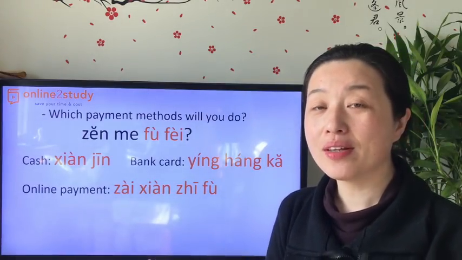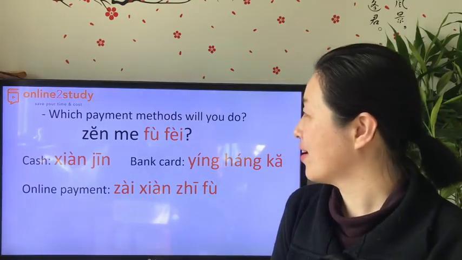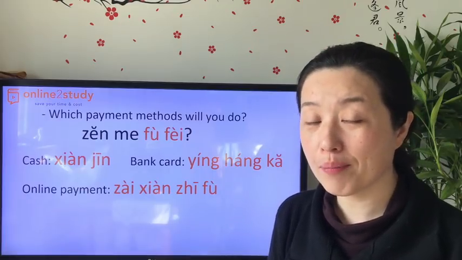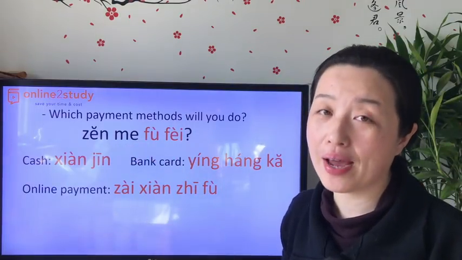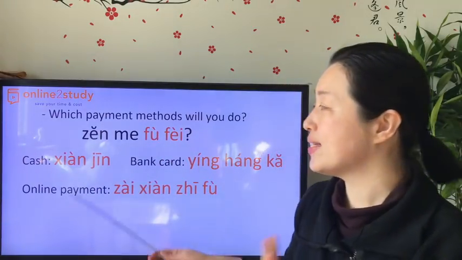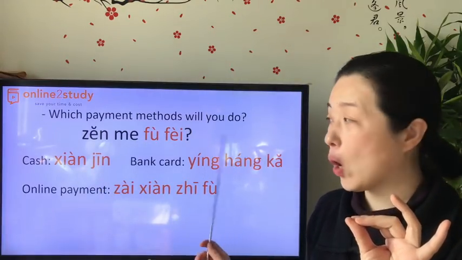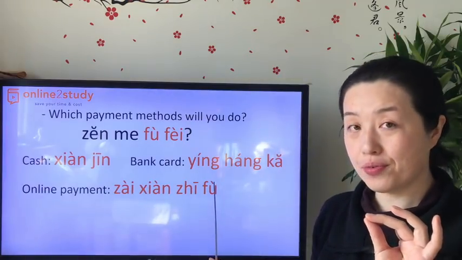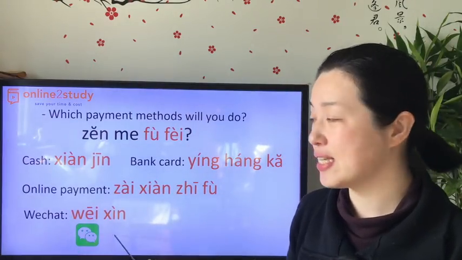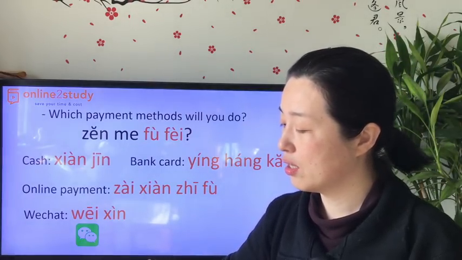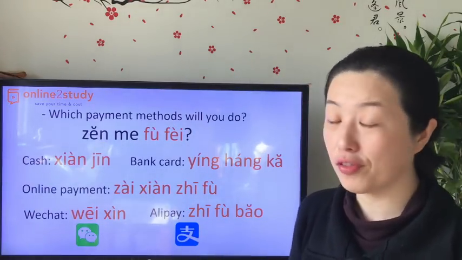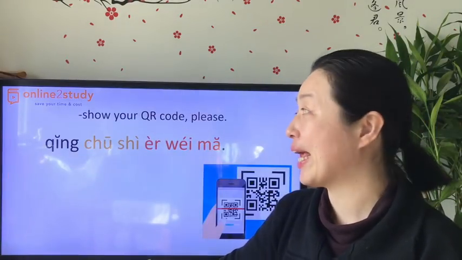They will also ask you which payment method you will use. Do you remember what we learned last time about the hospital payment? 怎么付款? We just do a fast review one more time. 现金? 银行卡? 或者是在线支付? 微信, WeChat. 支付宝支付, Alipay. You can choose one of those. And the next is to show your QR code.